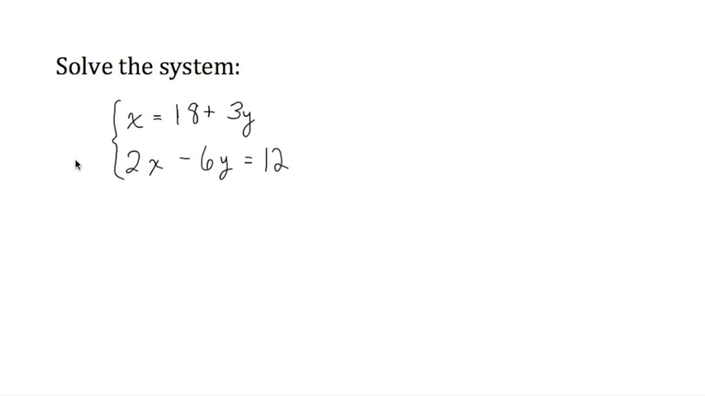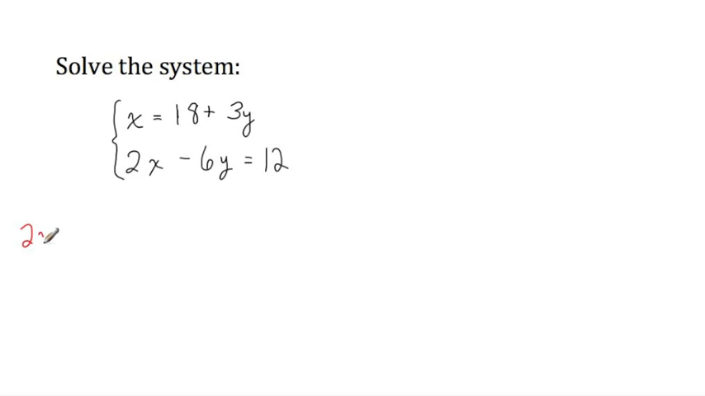In this example, we want to solve the system x equals 18 plus 3y and 2x minus 6y equals 12. I can solve this system using any of the methods that I've already learned so far. I could solve it by graphing, but I'm seeing that one of the equations is already solved for x. That will make substitution very easy because I already know what x equals. So all I have to do is substitute into the other equation. So I'm going to start with that other equation.